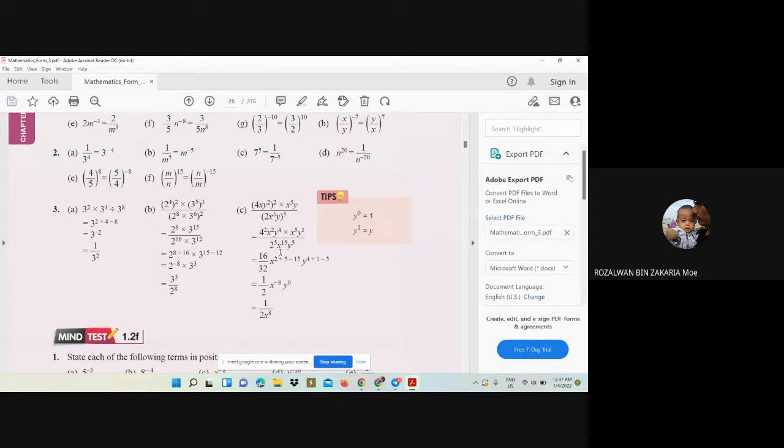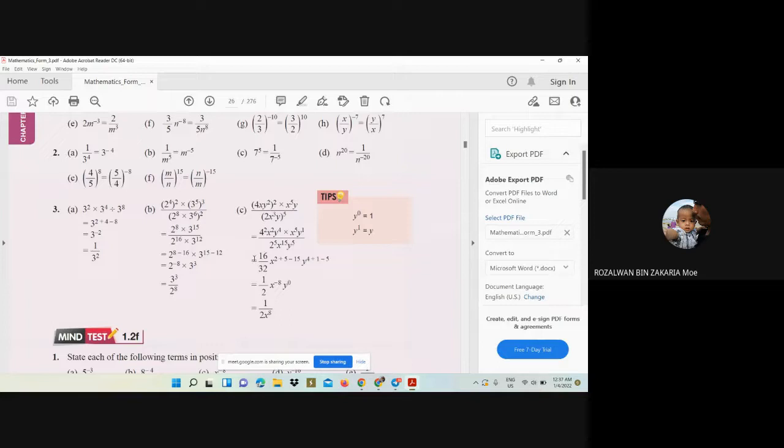Okay, then x power of 15, because x power of 3, so 3 here multiply with the power of 5, so becomes x power of 15. Then y power of 5, because actually y is equal to y power of 1. So power of 1, you multiply with the power of 5 becomes y power of 5.